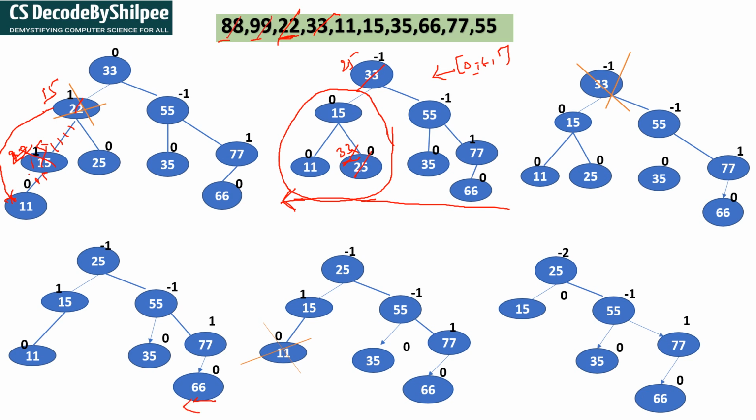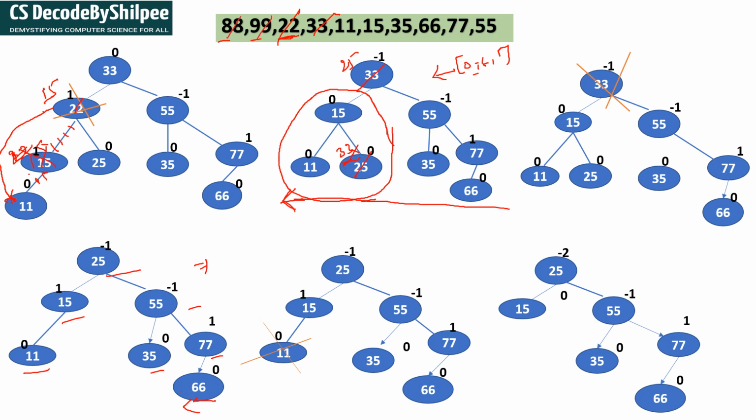Right? Now I calculate the balance factor of each and every node. If you see that all these balance factors are in the range, then it is not required to perform any rotation. So I haven't performed anything here.